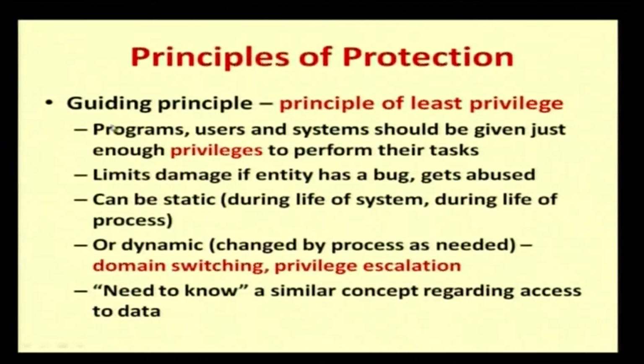Now what are the guiding principles required for protection? We require certain privileges for access. If I want to access the keyboard, this keyboard should be given due privilege, and the mouse should be given privilege, and the printer should be given certain privilege, or even we can say priority. Here the guiding principle is the principle of least privilege. The programs, users and system should be given just enough privilege to perform their task. It limits damage if an entity has a bug and gets abused.